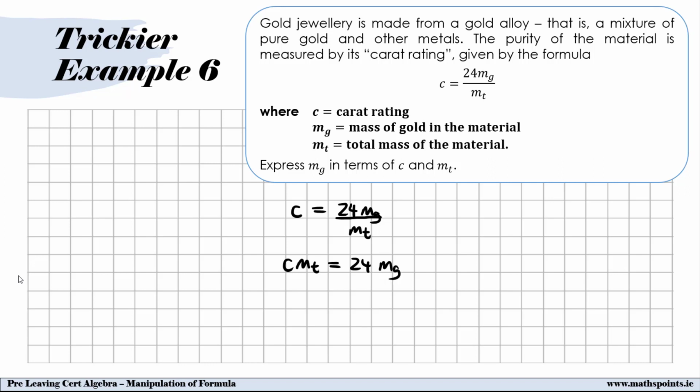And then I'm trying to express mg in terms of c and mt, so I need to get rid of the number beside the mg. So I'm going to divide both sides by 24. So c mt over 24 equals, and 24 mg divided by 24 is just mg. So the math's quite simple. All we had to do was multiply both sides by mt and divide both sides by 24. But the wording of the question and the notation made it a little bit difficult. And obviously there are more difficult parts in this question if you look at it on the exam paper.